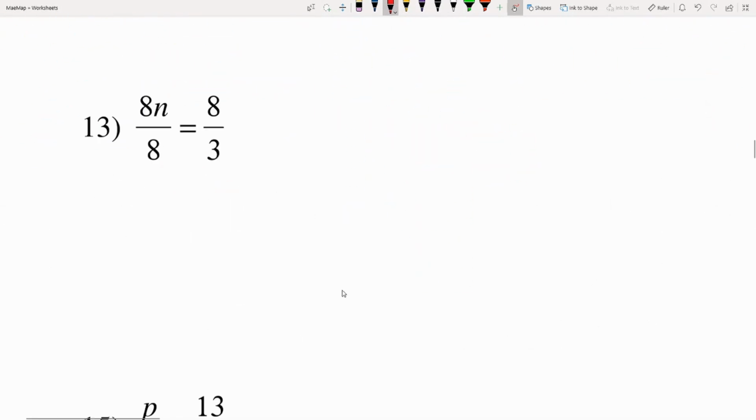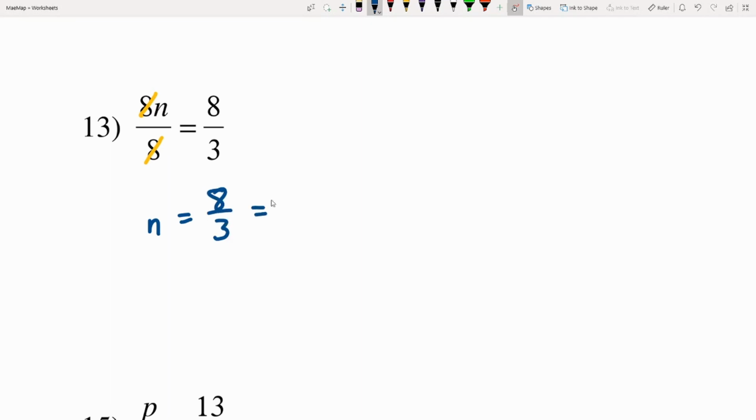In number 33, they start mixing things up a bit by not just having a variable now, but also having a number with that variable. So what I like to do in all my problems is simplify first if I can. 8n divided by 8, this 8 divided by 8 is equivalent to 1. So I have n over 1, which is n. So I have that n is equal to 8/3. That's how I'm going to solve my proportion.